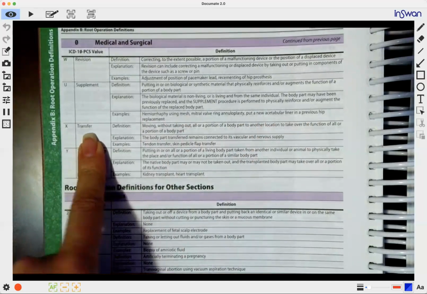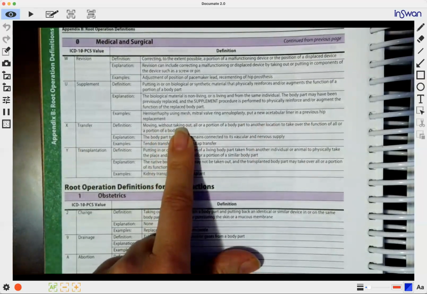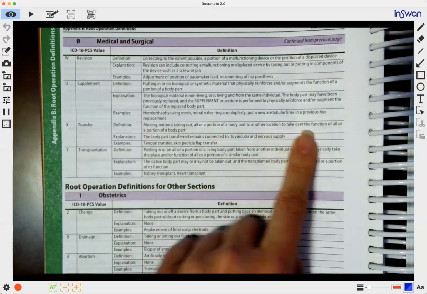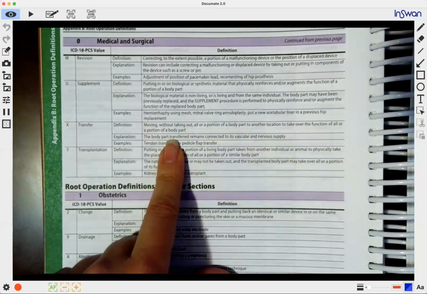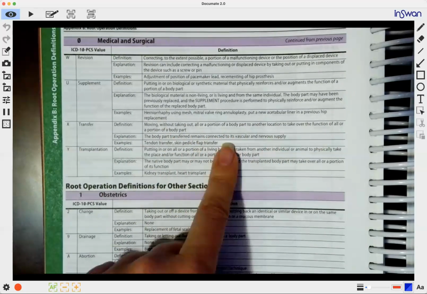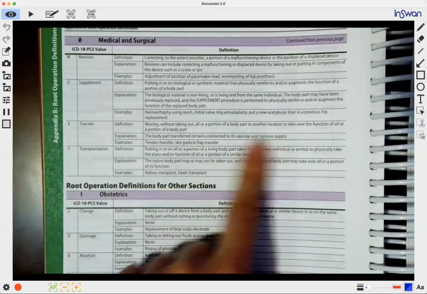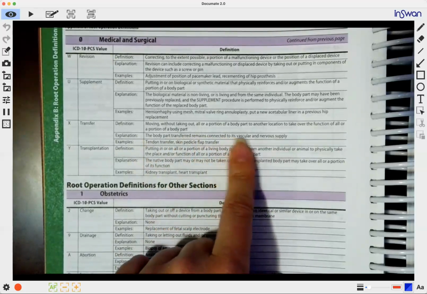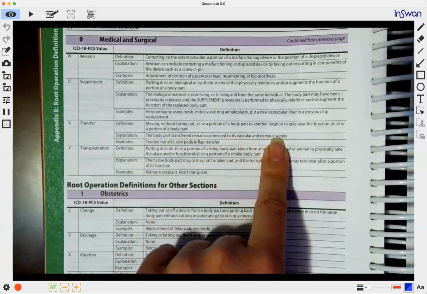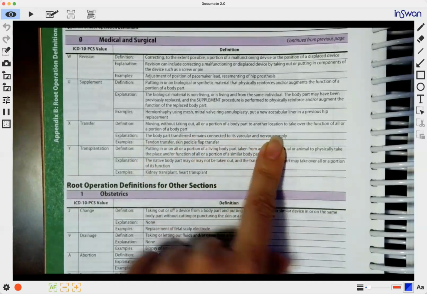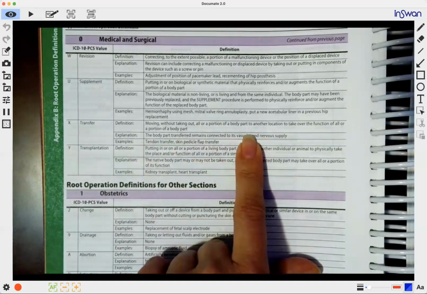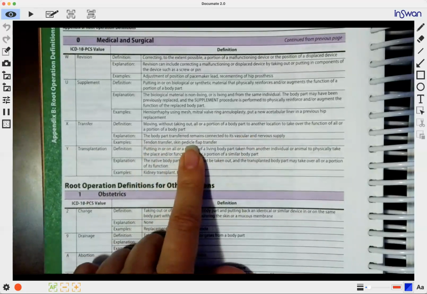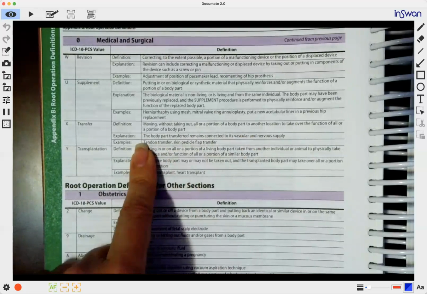Next, we have transfer: moving, without taking out, all or a portion of a body part to another location to take over the function of all or a portion of a body part. The body part transferred remains connected to its vascular and nervous supply. So they don't physically cut it out completely. It stays connected to its vascular and nervous supply. So these are your transfer grafts. They still are connected and they're just moving it to another location. So tendon transfer, skin pedicle flap transfer, those are some examples there.